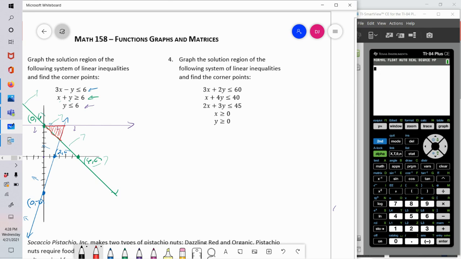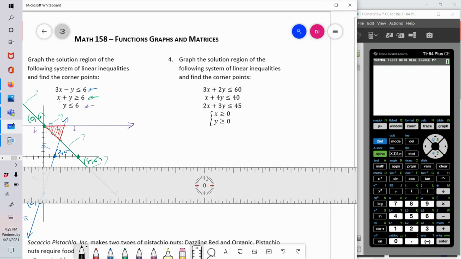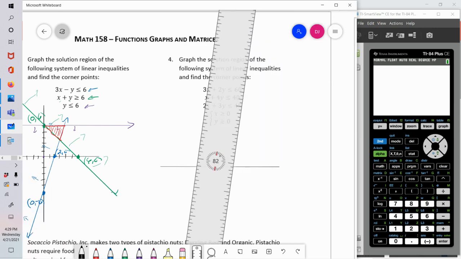So number 4, the first thing I also want to notice is these 2 additional inequalities. Okay, so we've got not only 3x plus 2y is less than or equal to 60, and x plus 4y is less than or equal to 40, and 2x plus 3y is less than or equal to 45, but x is going to be greater than or equal to 0, and y is going to be greater than or equal to 0. So let's suppose that we go here, and if you're taking notes, you might want to be careful how much space you write on here. Here's my x-axis.